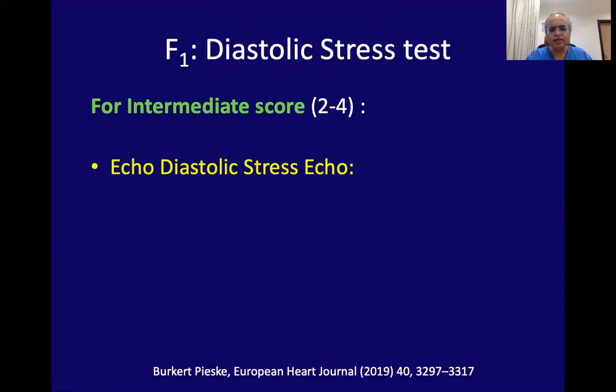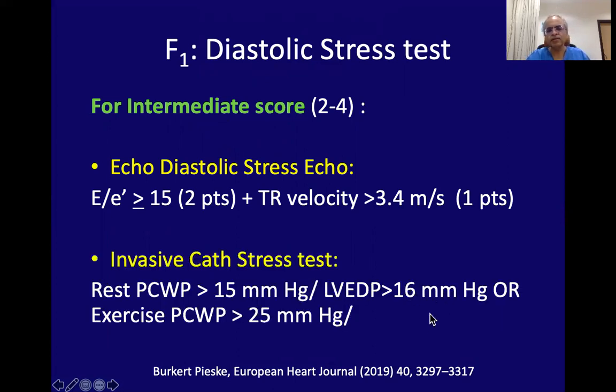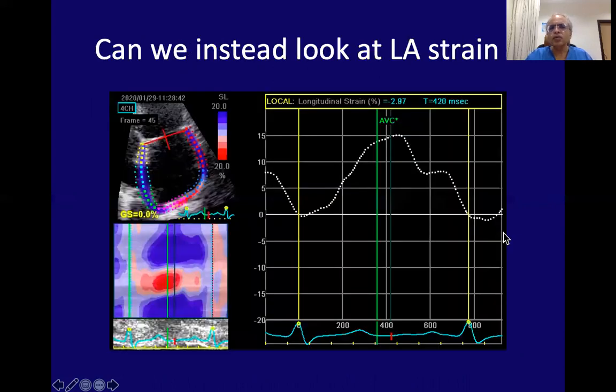So it can be an exercise echo where you want to show the E by E prime going above 15 with exercise and TR velocity going above 3.4 meters per second, or an invasive cath showing with exercise wedge pressure going above 25. Now, how easy is it to do a diastolic stress test? Actually, only in 50% of the patients at peak exercise you get a TR jet, and only in 70 to 80% you get meaningful E by E prime signals. So it is quite difficult. So why not use LA strain instead? Our patient has an LA strain of just 15%.